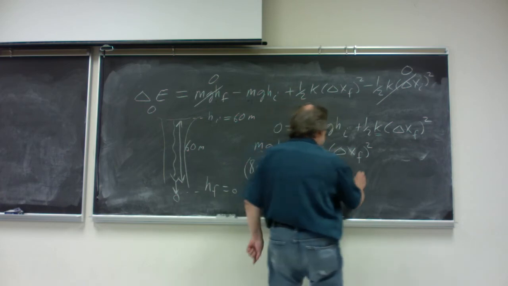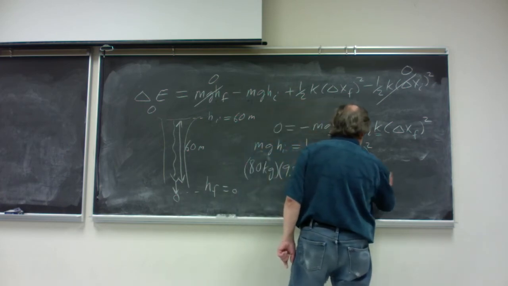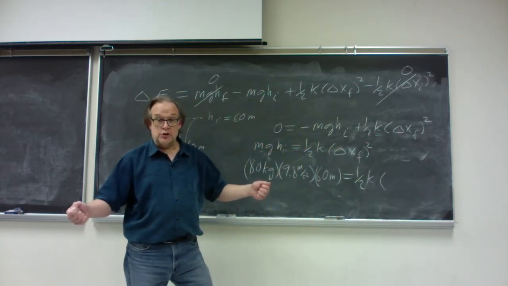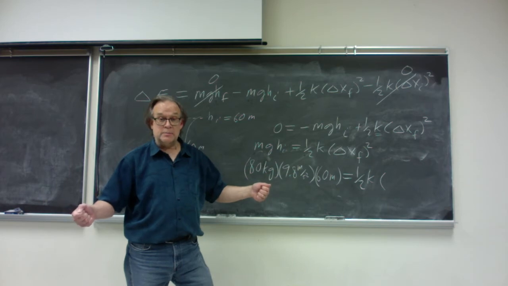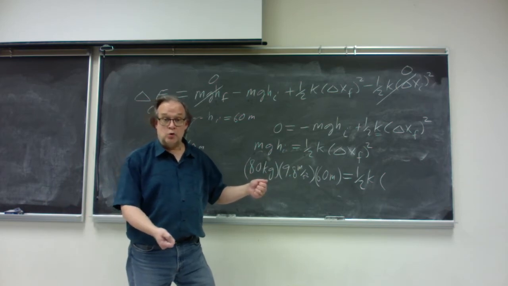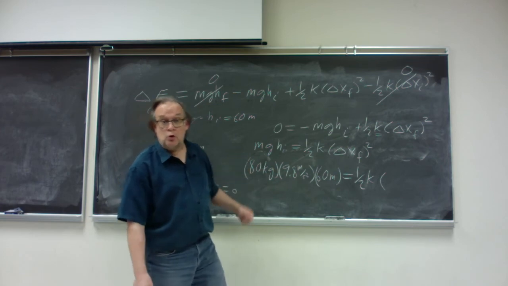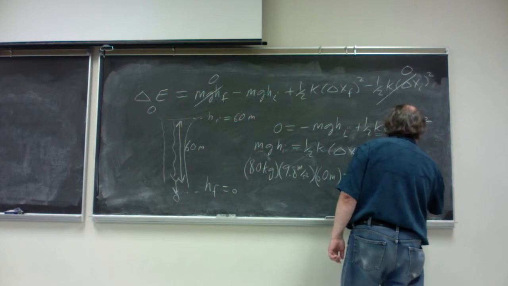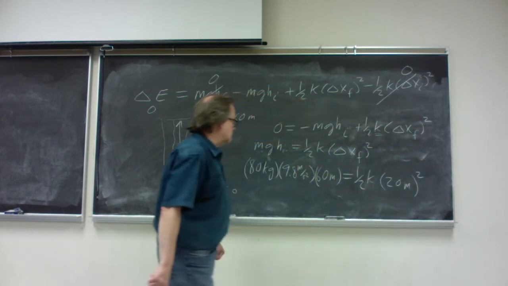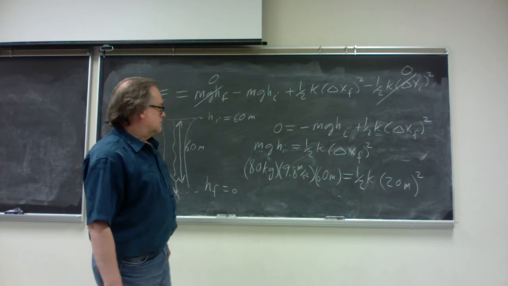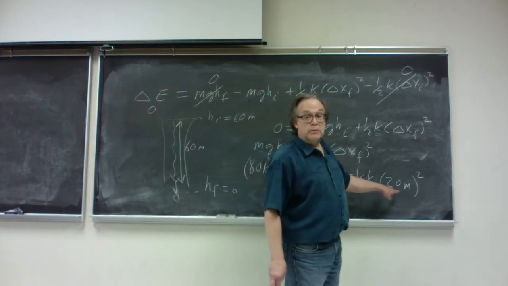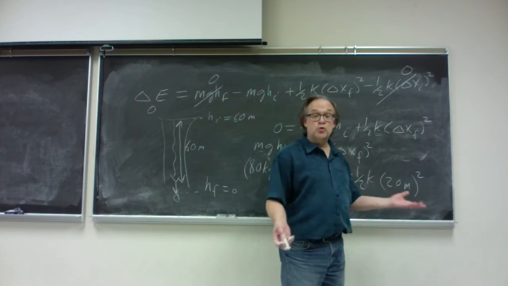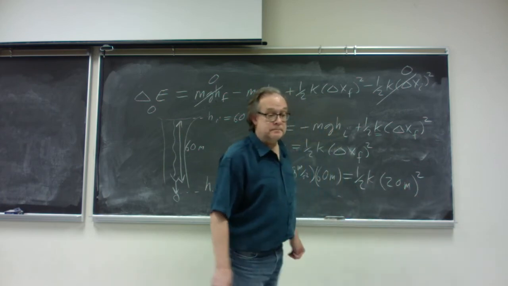And then 1/2 times K, and then the amount of stretching squared, the cord was stretched 20 meters. The displacement of the bottom end of the cord was 20 meters below its equilibrium point. So 20 meters times 20 meters is 400 meters squared. 1/2 of that is 200 meters squared.